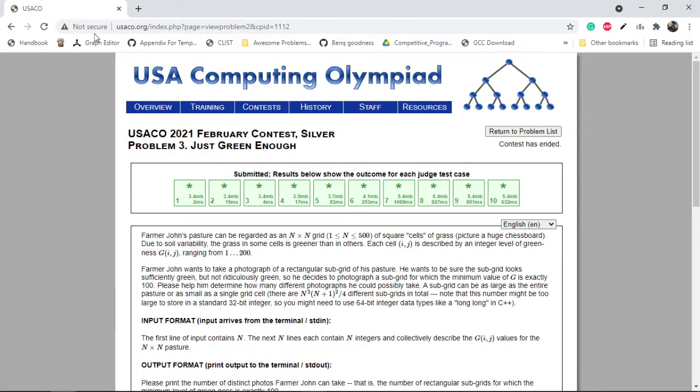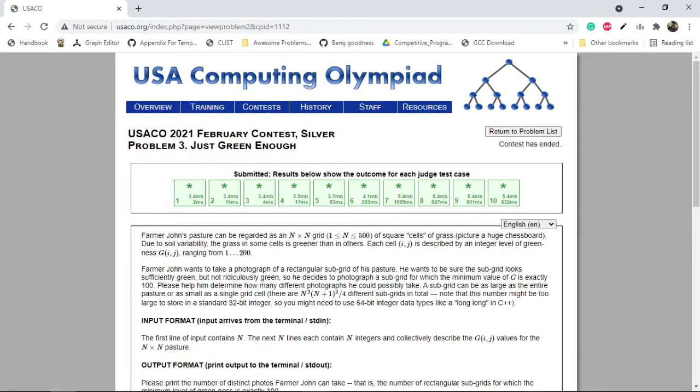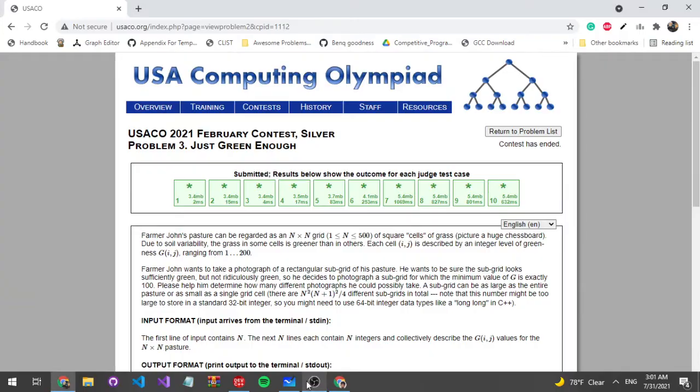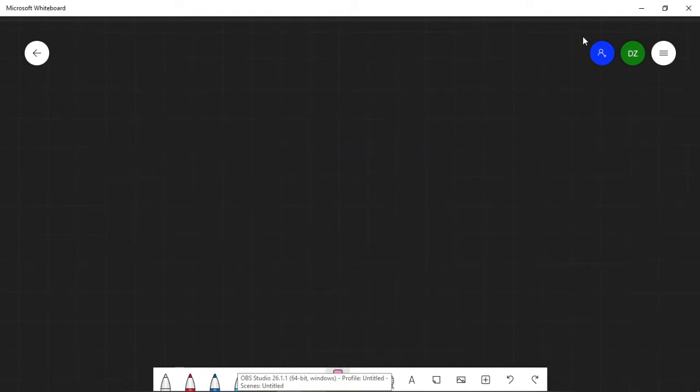Hi everybody, today we'll be doing Just Green Enough. This one's probably the hardest of the bunch. I had a lot of time struggling and trying to understand the editorial, but nevertheless, it is pretty interesting. Yeah, so let's just go for it.